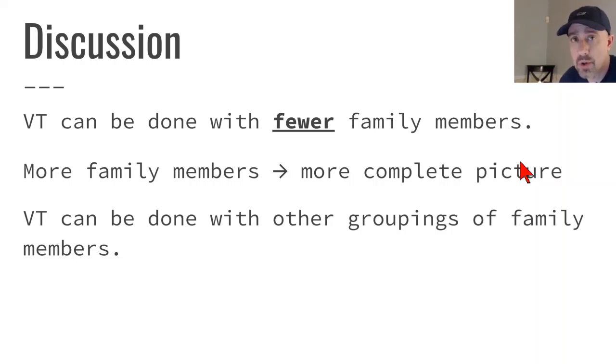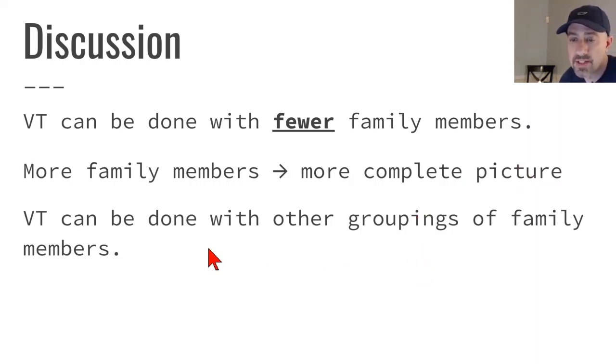Another point of discussion, visual triangulation can be done with fewer family members. I mentioned that earlier. You don't have to have 12 close family members to do visual triangulation. You can get by with far less. As I mentioned earlier, parent-child duos are particularly powerful, and if that's all you have, you're still in pretty good shape. But if you do have access to match results for a larger number of close family members, be sure to take advantage of that, because with more family members, you do get a more complete picture.